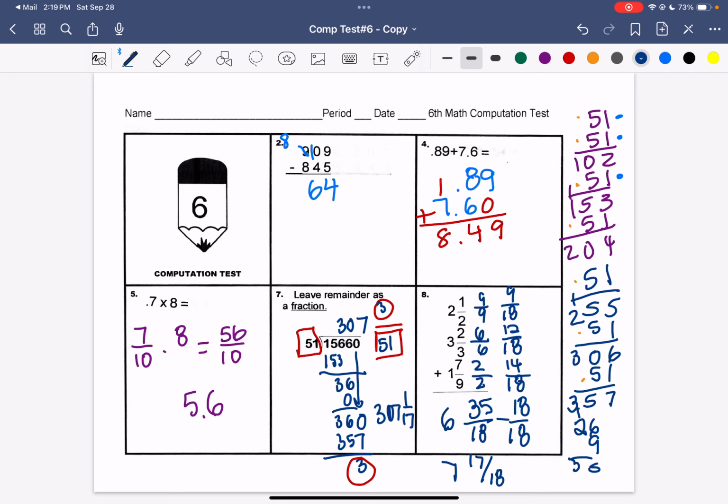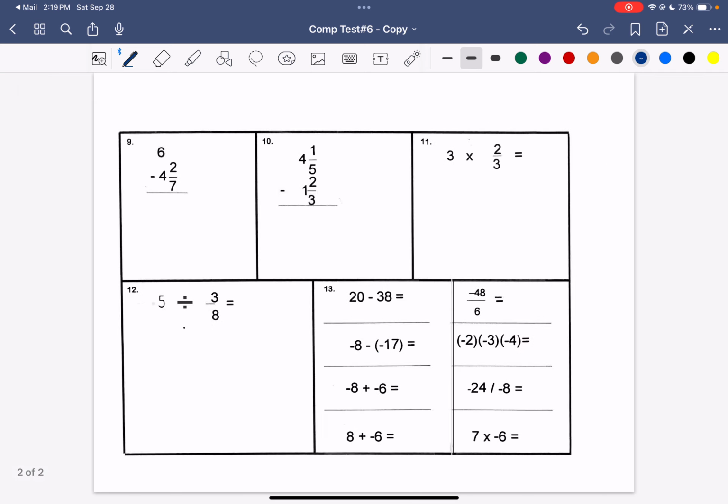All right, let's go to the back side. And so in this case, 6 minus 4 2/7. Well, we can't do that. What I see more kids do is just go 2 2/7 and just bring it down, not really understanding that you have to borrow or regroup. So this becomes 5 7/7. I chose 7 because of the denominator. 7 divided by 7 is 1. Now I can subtract. 1 5 7.